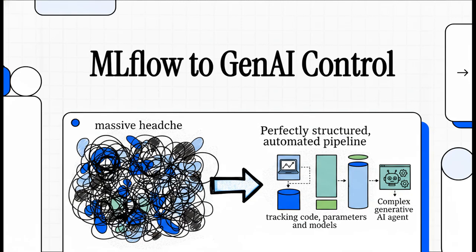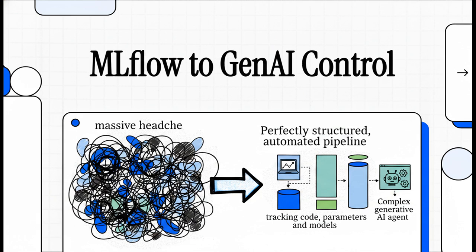Welcome to this explainer, where we're going to dive into how MLflow takes chaotic machine learning workflows and transforms them into perfectly structured, automated pipelines. Whether you're just running a simple linear regression on your laptop or you're deploying a highly complex generative AI agent in production, keeping track of your code, your parameters, and your models can easily turn into a massive headache.